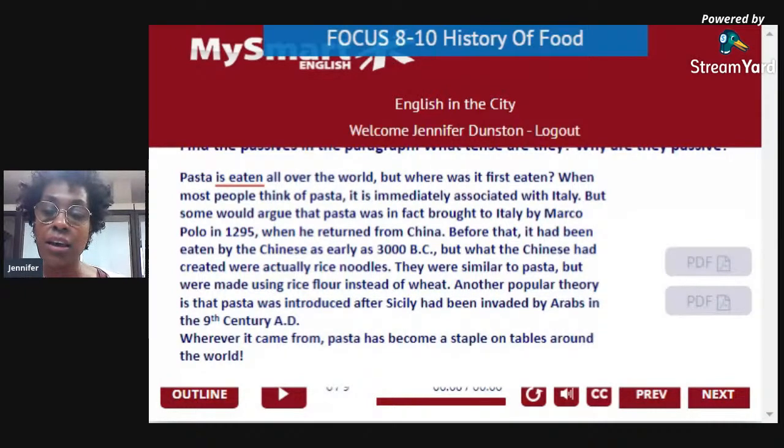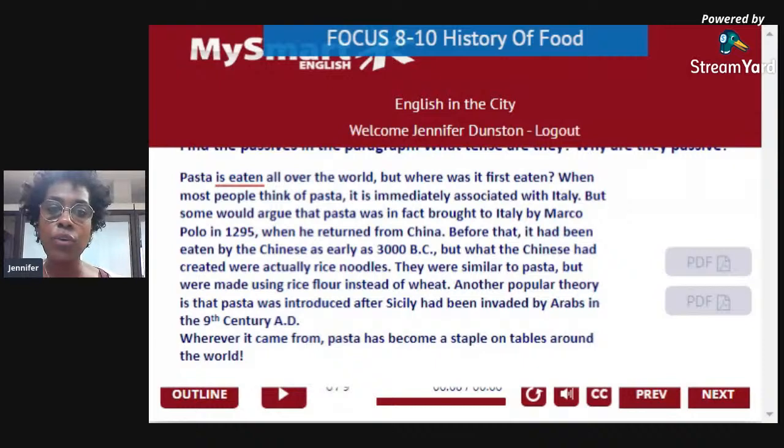Very good, Elena. So we're in agreement then that the first passive phrase that we find in our text is is eaten. And we see it's passive because we have the verb to be, is, and the past participle of eat, eaten. Let's keep going. Pasta is eaten all over the world, but where was it first eaten? As you find passive phrases in our text, just jot them down in the conversation part of the screen so we can move on pretty quickly.